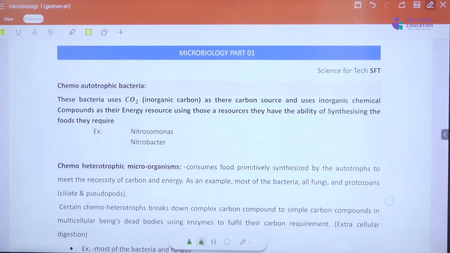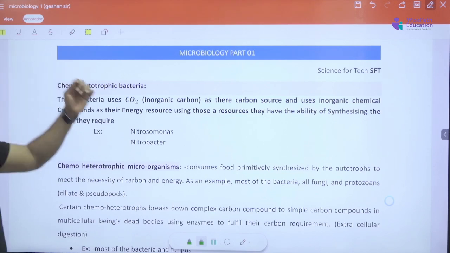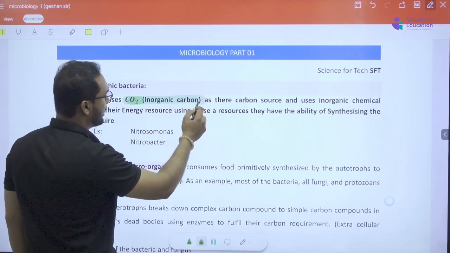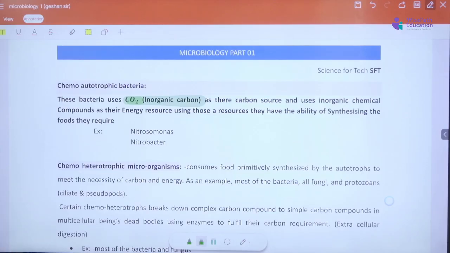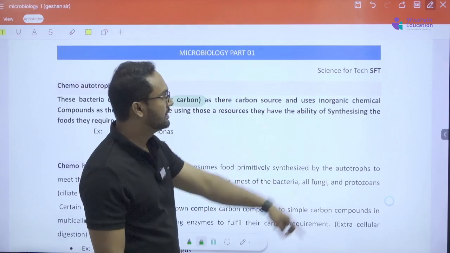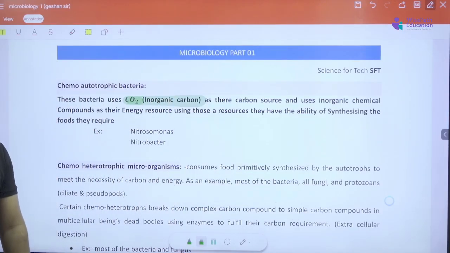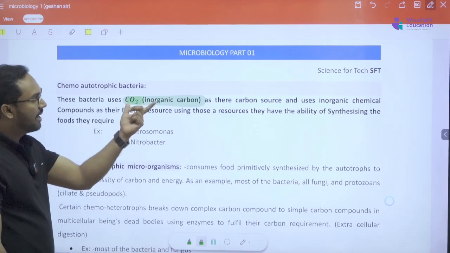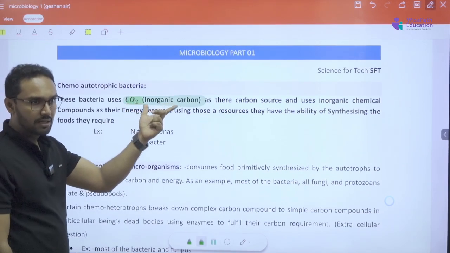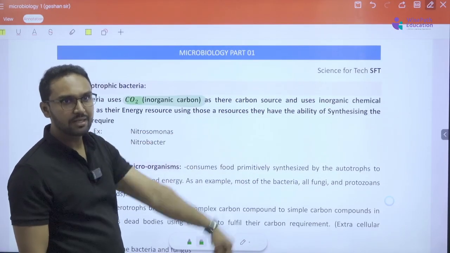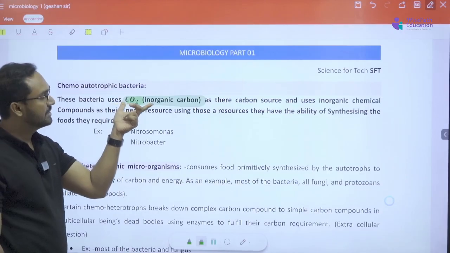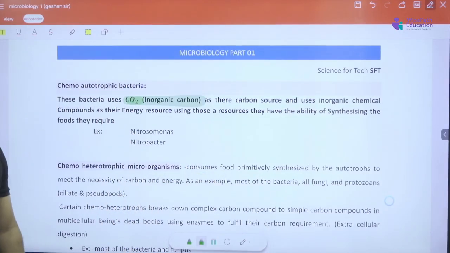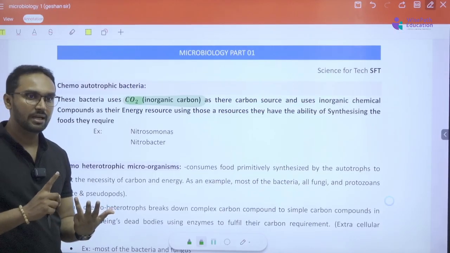Right, come to this one: chemoautotrophic bacteria. These bacteria use carbon dioxide or inorganic carbon as their carbon source, and use inorganic chemical compounds as their energy resource. Do you see something there? Their carbon resource and energy resource both are inorganic compounds, aren't they? The carbon resource is inorganic carbon and their energy resource is again an inorganic chemical compound. So they use inorganic chemicals for their carbon resource and the energy resource as well.